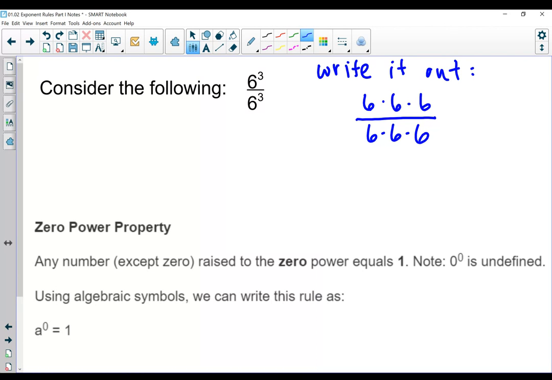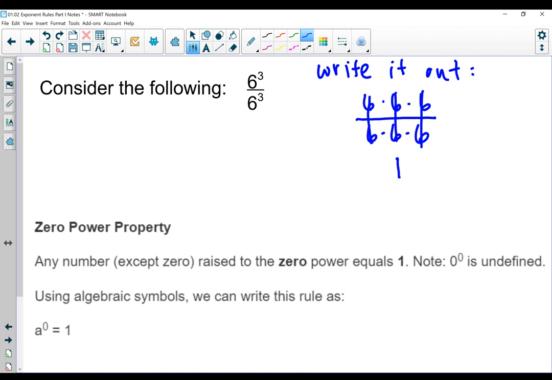So every time I have a 6 divided by 6, that makes a 1. So I have effectively crossed everything out here. Because 6 divided by 6 is a 1 times another 1 times another 1, my answer for this is just going to be 1.